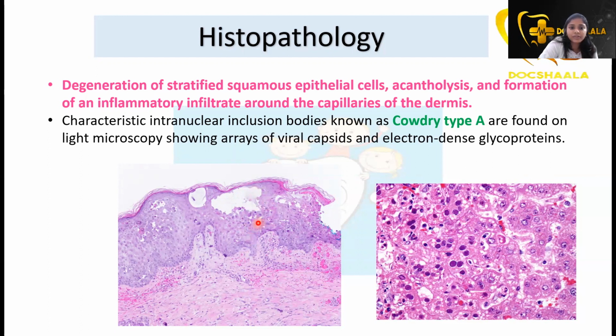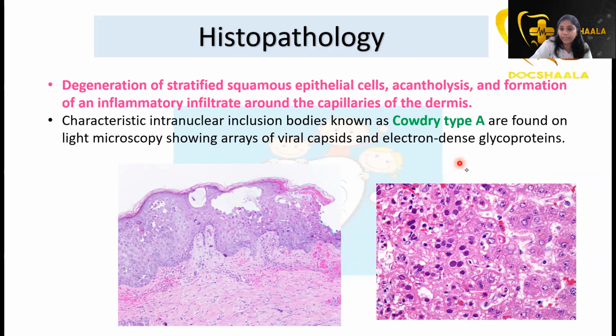Okay. And formation of an inflammatory infiltrate around the capillaries of the dermis. So when we look at the closer picture, we can see the infiltrate around the capillaries, right? These intranuclear inclusion bodies are called Cowdry type A, which are found in light microscopy, showing arrays of viral capsids and electron dense glycoproteins. So these are the Cowdry type A inclusion lesions that we can appreciate under light microscopy.